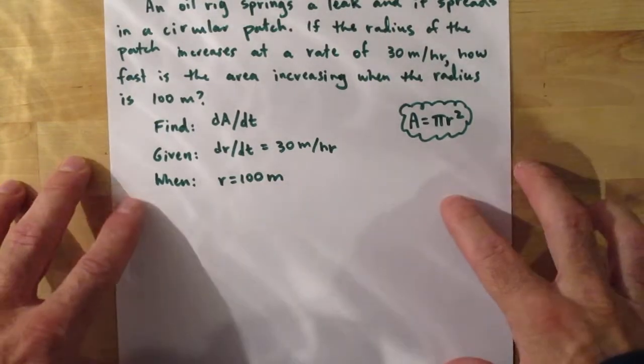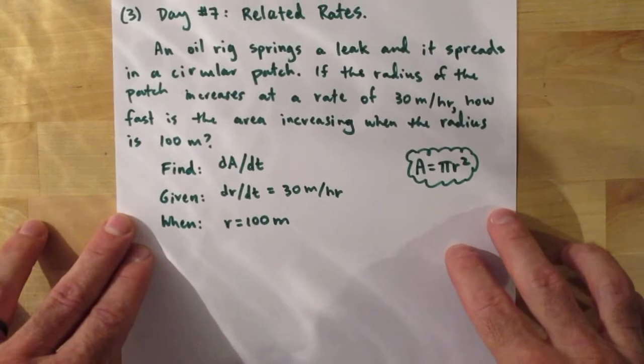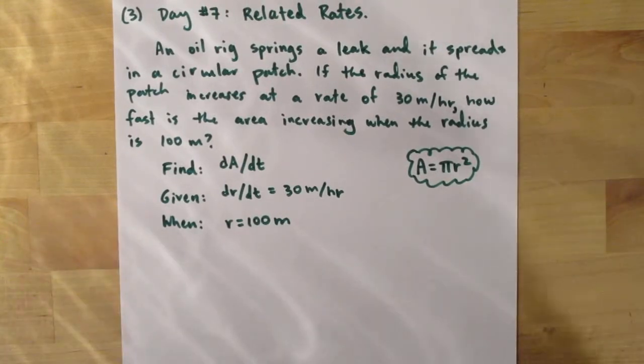Alright, here we go. Let's get started here. This is day number 7, chapter 3 on related rates. I'll read this word problem.